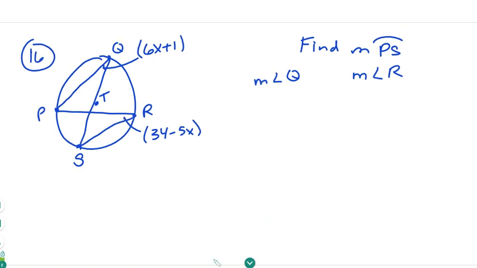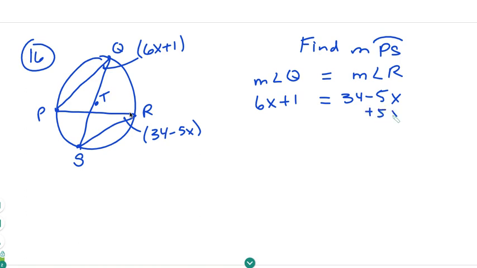Now we have two inscribed angles, PQS and PRS. They both open to the same arc PS. If they both open to the same arc PS, that makes those two angles equal to each other. So 6x plus 1 is equal to 34 minus 5x.